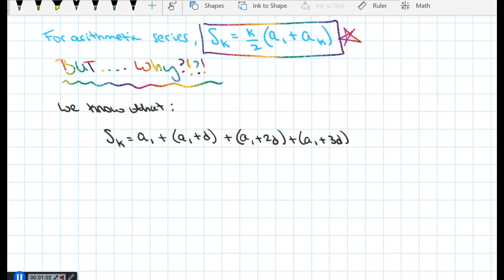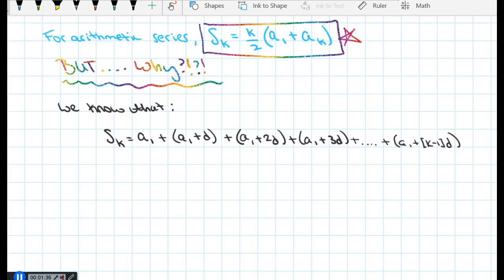And we notice that the fourth term here of the series is the first term plus 3 of the constant differences. So if we want the sum of the first k terms, your very last term of this series is going to be a sub 1 plus how many d's? Well, what do you think? The very last term of the summation of k terms is going to be a sub 1 plus k minus 1 d's, okay? Because the series is arithmetic.